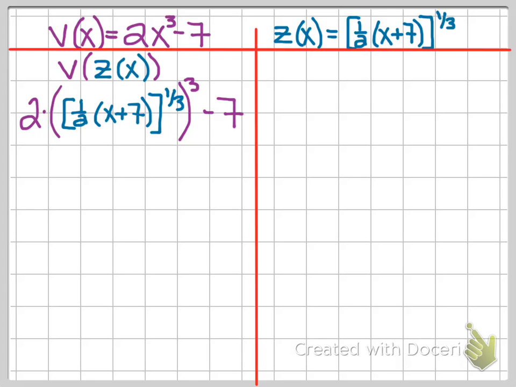So, taking a look at this step, I can see that a 1/3 power raised to a power of 3 in exponent laws simplifies to 1. So any quantity that's raised to the first power is itself. So I'm going to rewrite it: 2 times the entire quantity of 1/2 of x plus 7, take away 7.